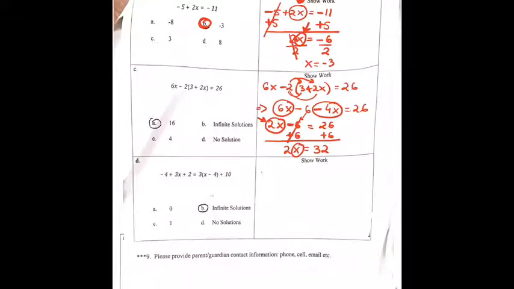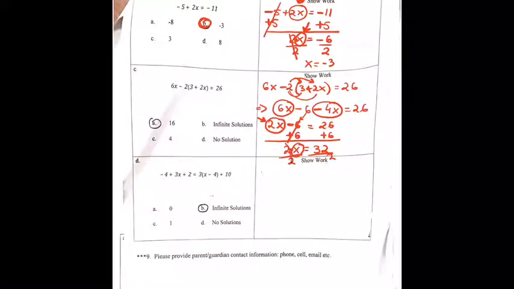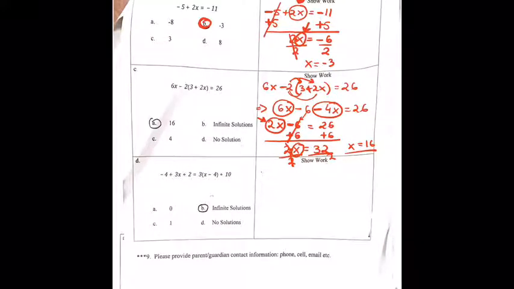Next, I need to isolate x. Between 2 and x, I have multiplication. The inverse of multiplication is division, so I'm dividing by 2 on both sides. My 2 goes away on the left, and I get x equals 16. So answer A.